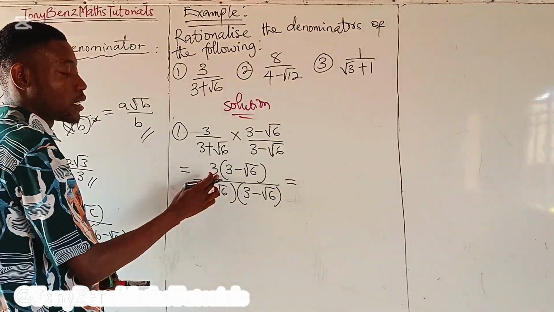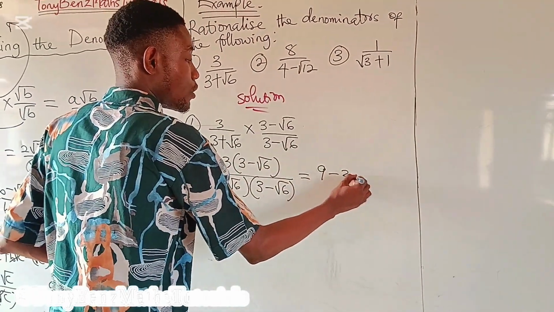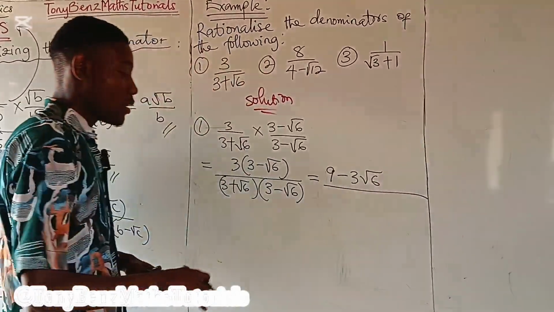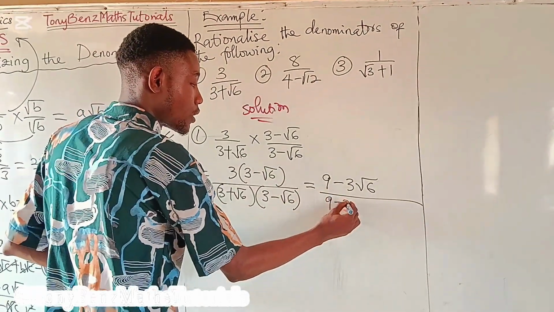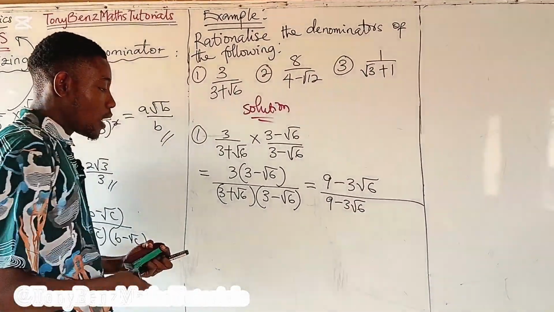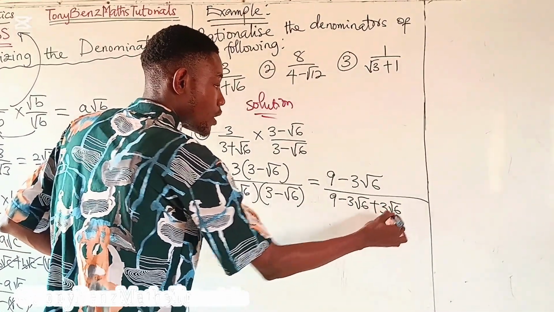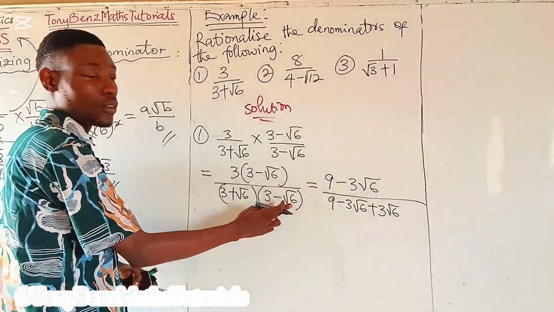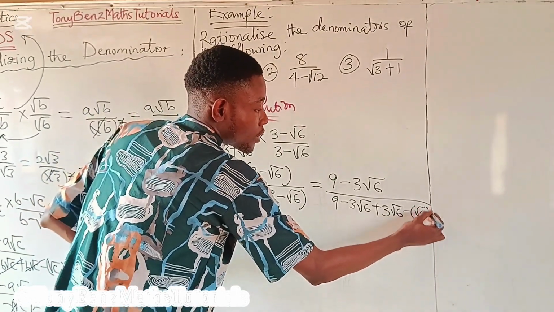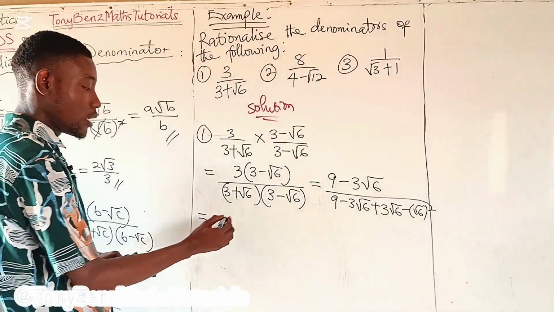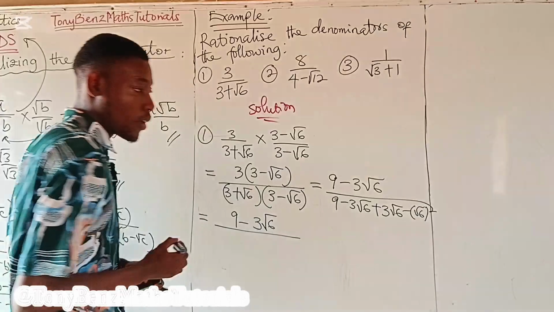And the same thing as saying 3 times 3 we have 9, minus 3 times root of 6 we have minus 3 root 6, all over 3 times 3, 9. 3 times minus root of 6 we have minus 3 root of 6, and root of 6 times 3 we have plus 3 root of 6, and root of 6 times root of 6, no, there is a minus, that is plus times minus, we have root of 6 squared.